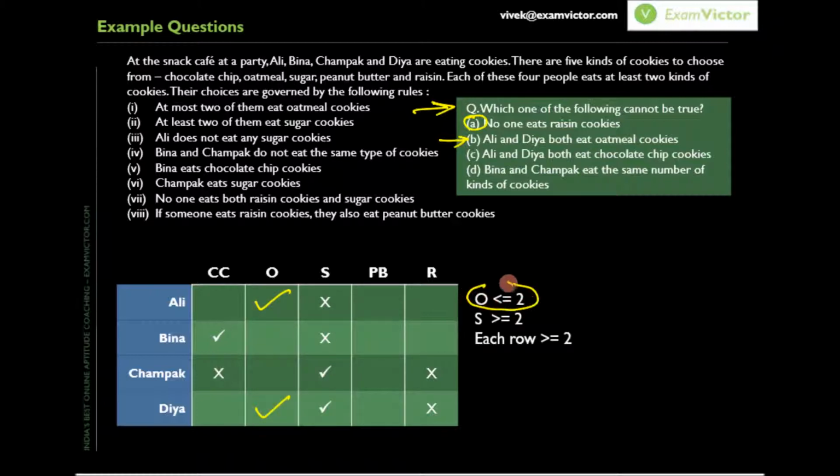We have a rule that says there should be less than or equal to 2 ticks in the oatmeal column, right? At most 2 of them eat oatmeal cookies. So that means automatically there is a cross for Beena and Champak.